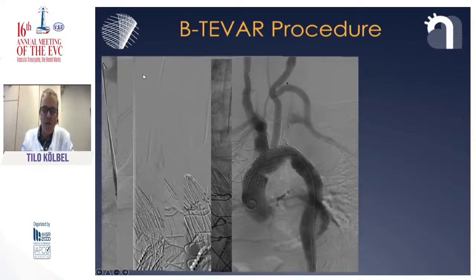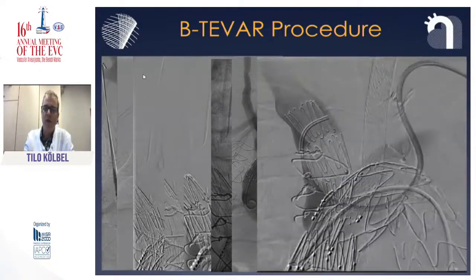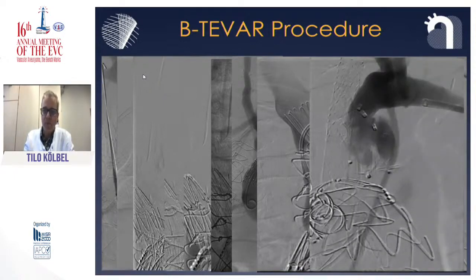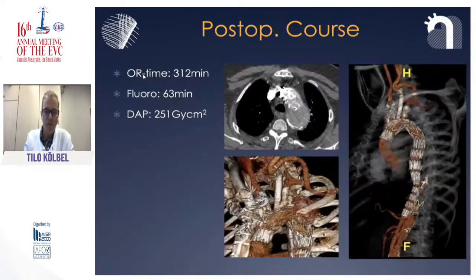I'm sorry, I said 3-branch TVAR is the edited case. I will show you in a minute. This was a 2-branched case, including a bypass from the common carotid artery to the left subclavian artery. And already there we could see that we could not achieve seal in the innominate artery with the device, as it also was dissected.